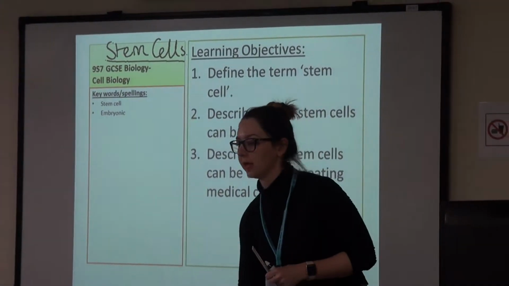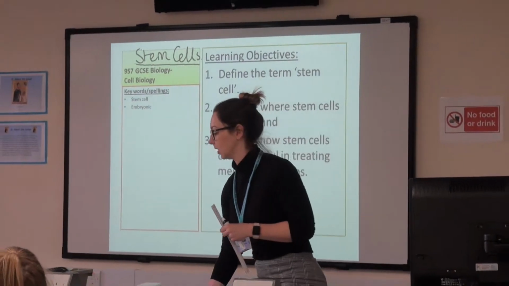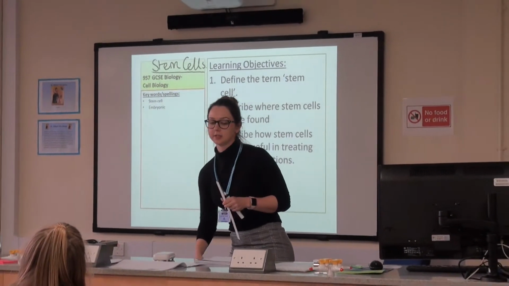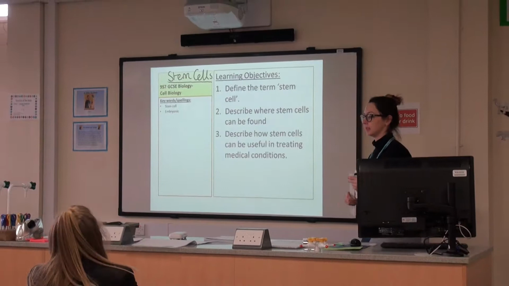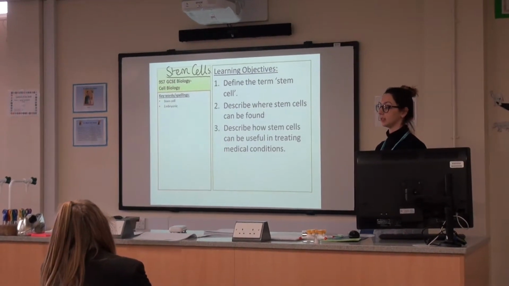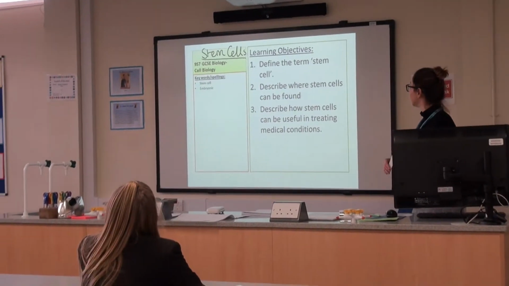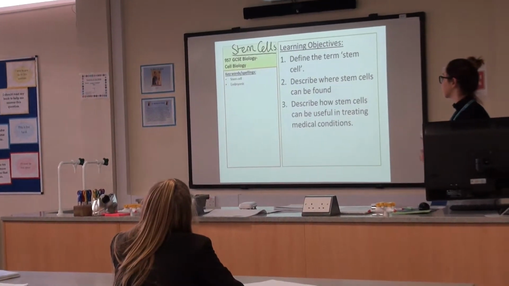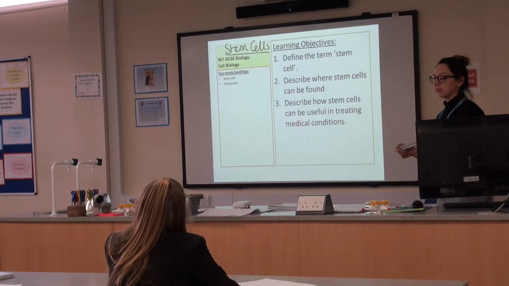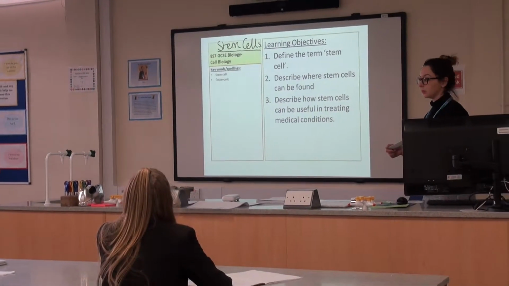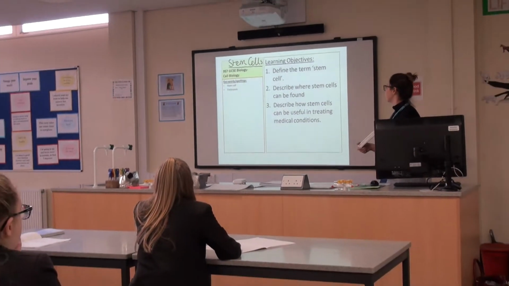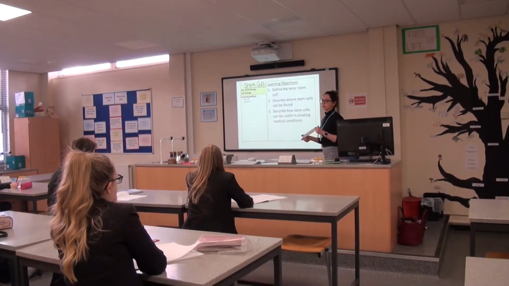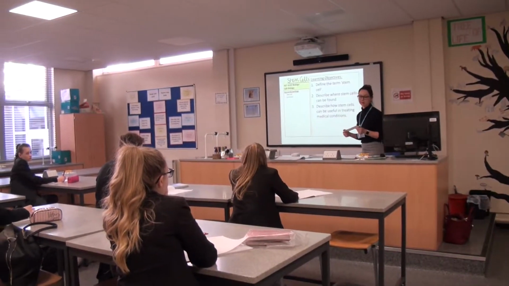Going to be looking at what is a stem cell. So this is a continuation of what we've been doing over the other lessons about cells, and last lesson we did specialised cells. So we're going to be able to define the word stem cell, so explain what it means. We're going to describe where the stem cells can be found, and also what they can be useful for. So they're useful in medicine, so we'll have a talk about that as well.